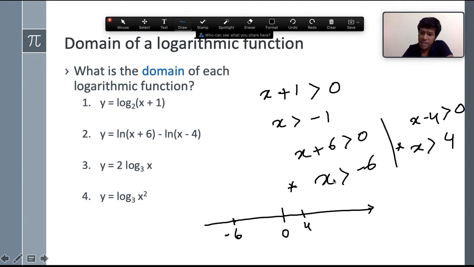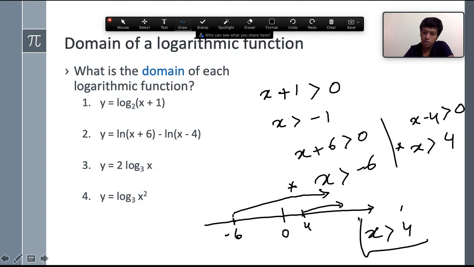Now what it is saying is x has to be greater than, first of all look at this, x has to be greater than 4. That means this is 4, x has to be this side, greater than 4. Then this condition says x has to be greater than minus 6. So this is minus 6, x has to be greater than this side. So if you consider from 4 to this side, then actually both of the arrows are included. So only if you write x is greater than 4, then this fits both of the conditions.